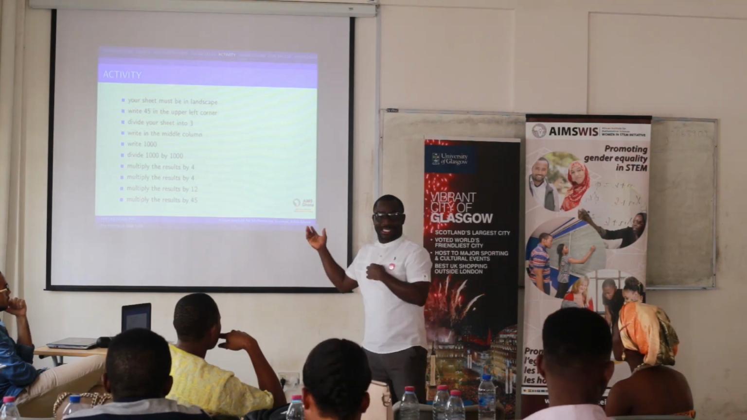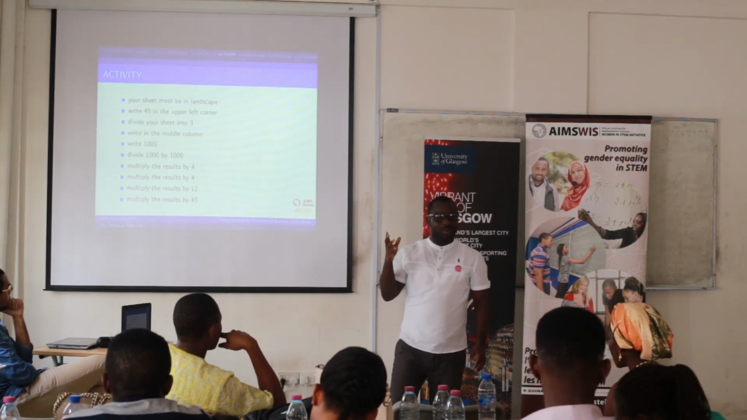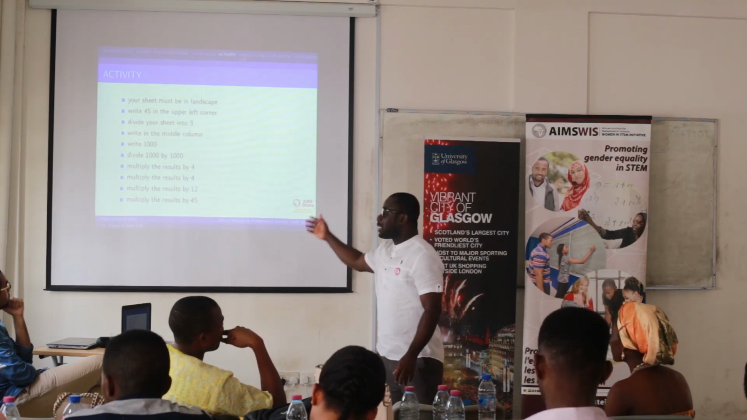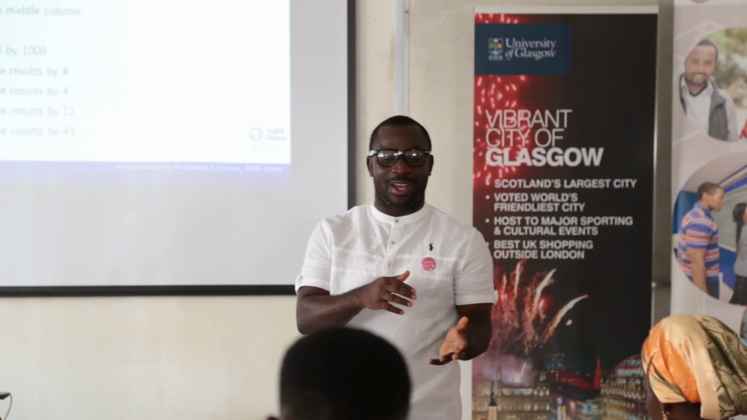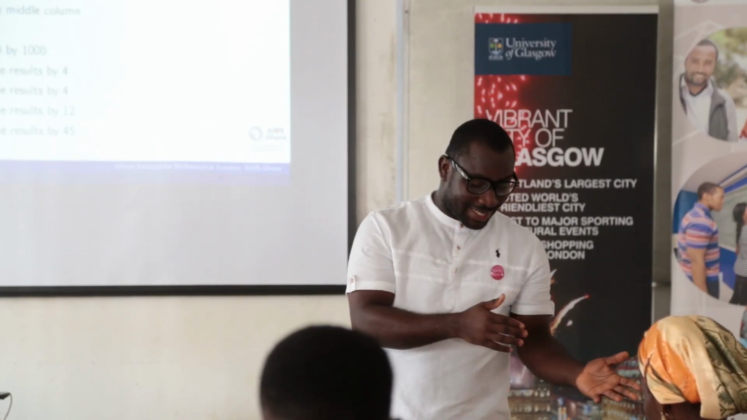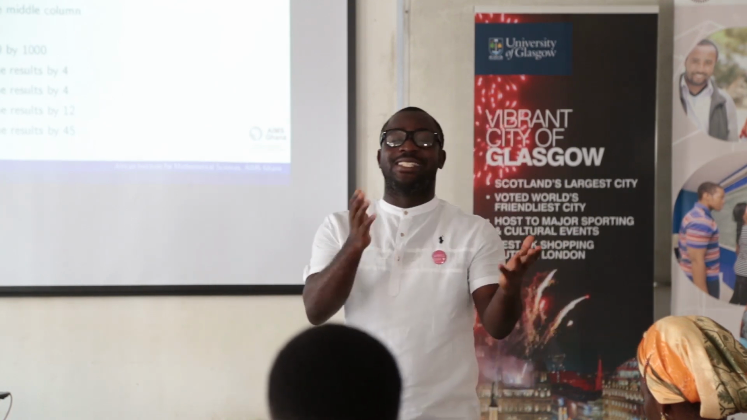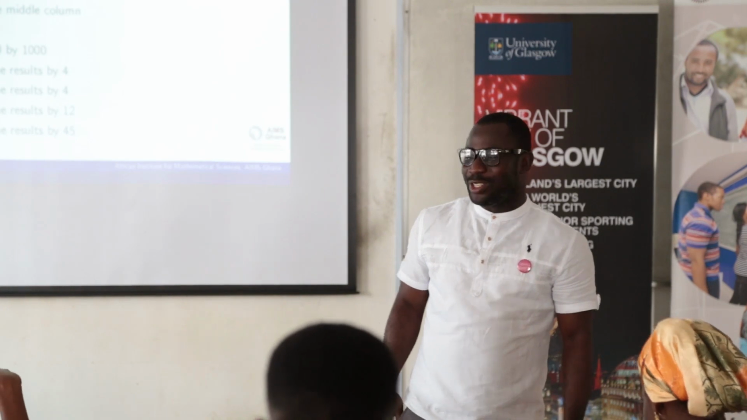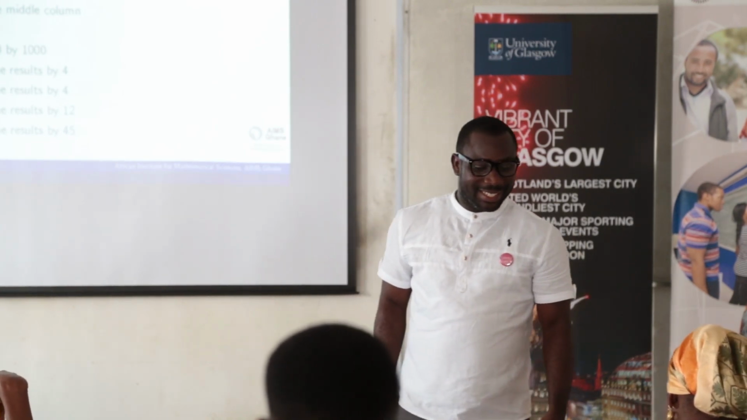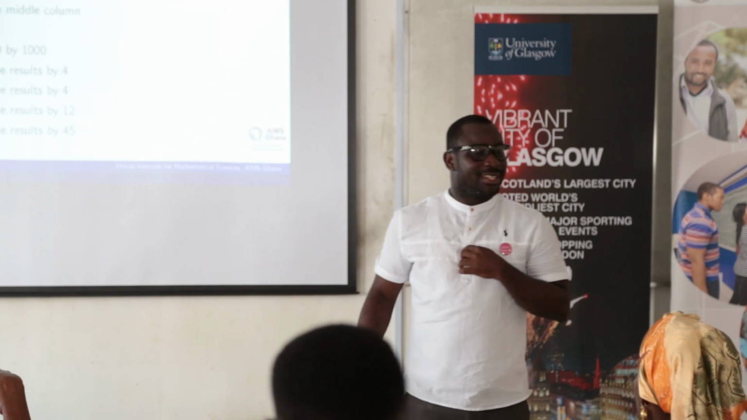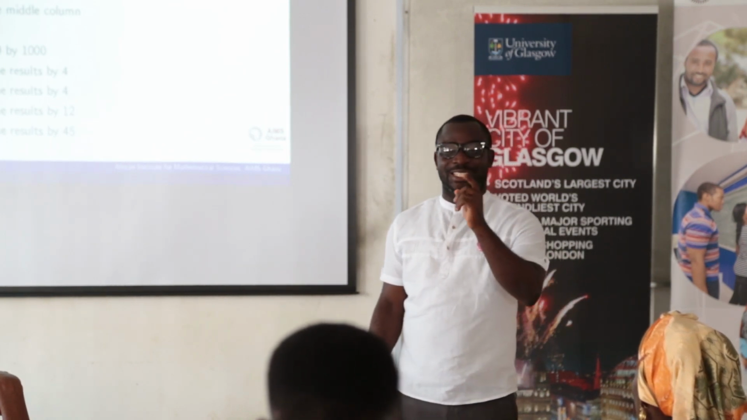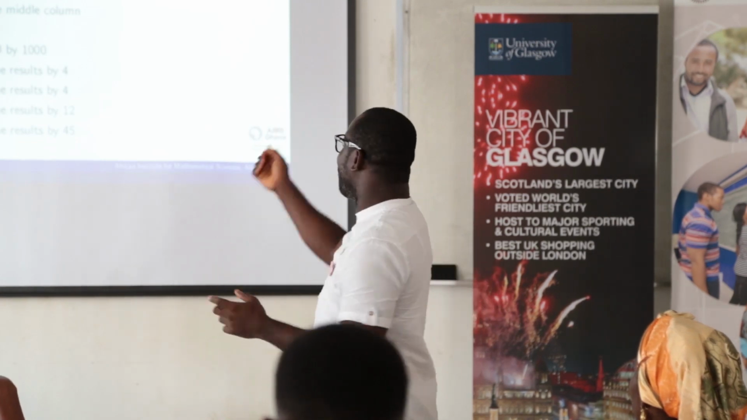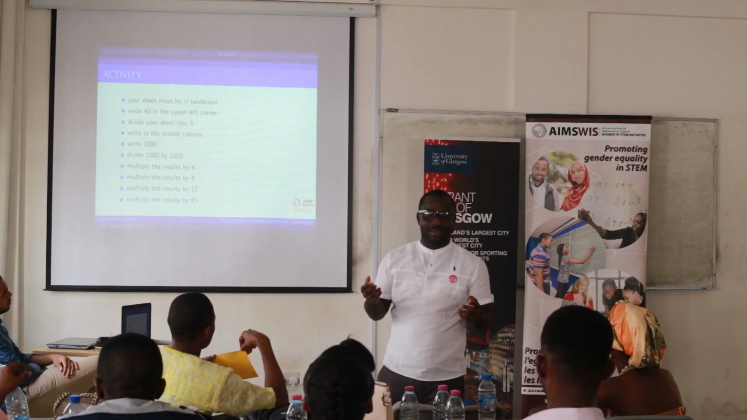8640 pesewas, meaning it's 86.40 Ghana cedis. Let's convert it to cedis. So in a year, that may be the light bill you pay for using your electric iron for 4 hours.